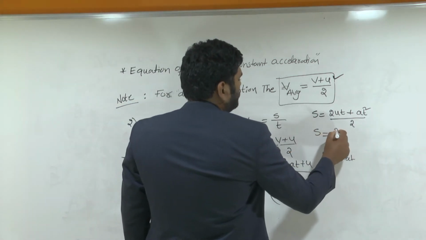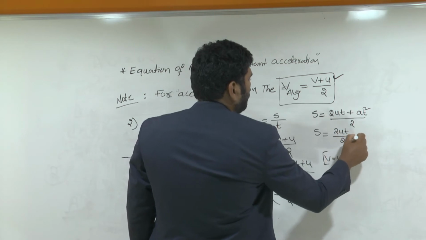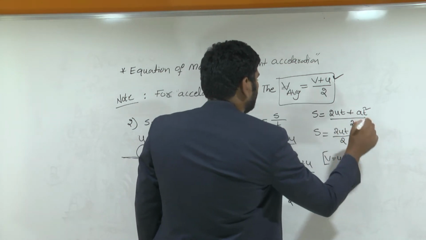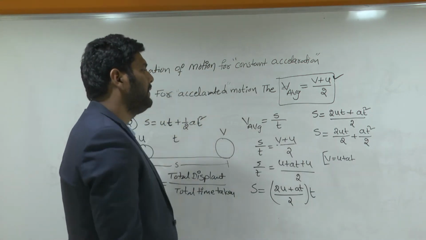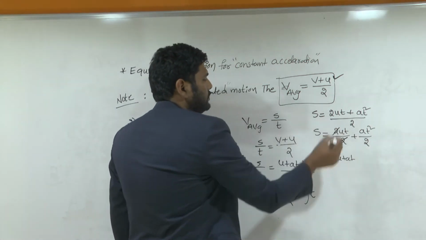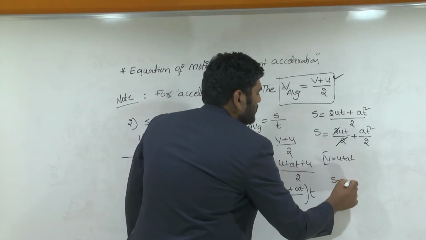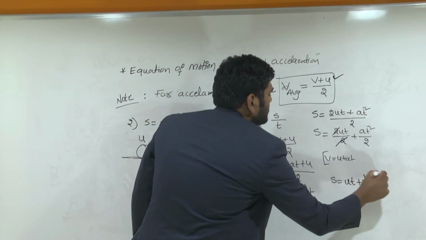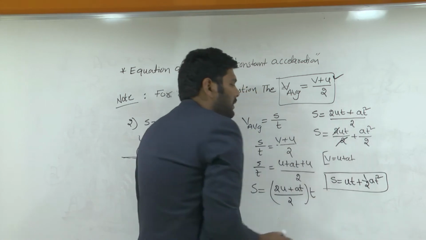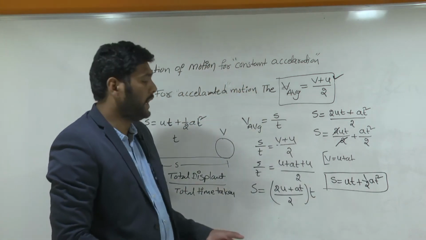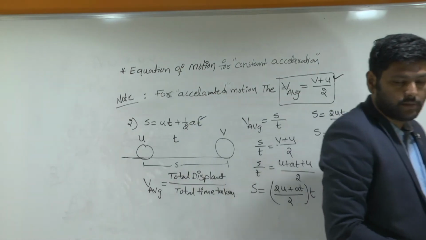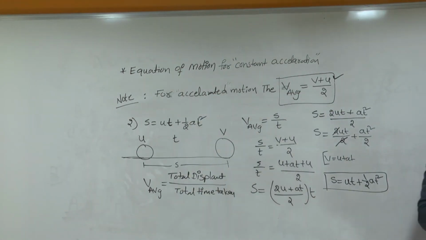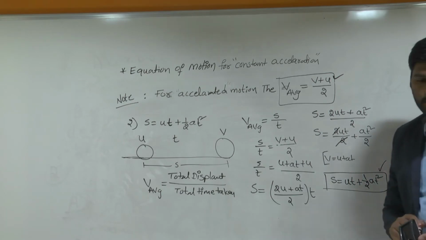Finally, 2u into t by 2 plus at square by 2. After having this relation, the 2 and 2 get cancelled. The remaining equation is s is equal to ut plus, I can write this as, half at square. This is your second equation of motion to explain distance or displacement. Better note down. This is your second equation of motion for constant accelerated motion. Note down.